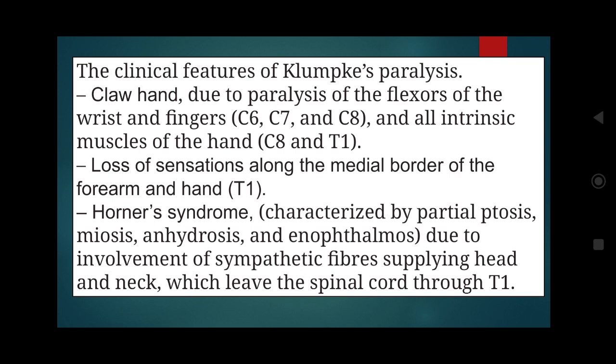Why can these conditions be seen? Because of involvement of the sympathetic fibers supplying the head and neck, which leave the spinal cord through T1. From T1, the sympathetic nerves come outside and extend upwards, and they reach the cervical sympathetic ganglion. From that, the postganglionic fibers reach the respective regions: the pupil, the levator palpebrae superioris muscle, and also the sweat glands. So that can be seen in Horner syndrome.